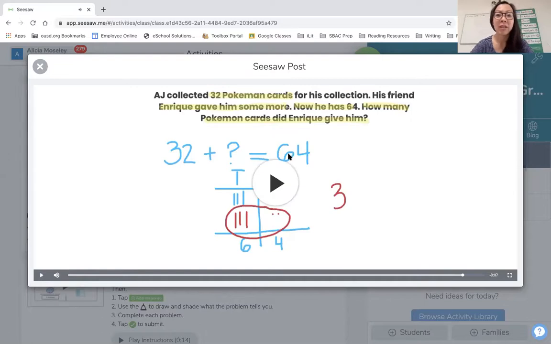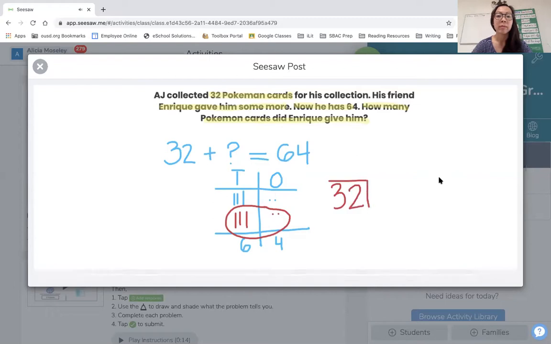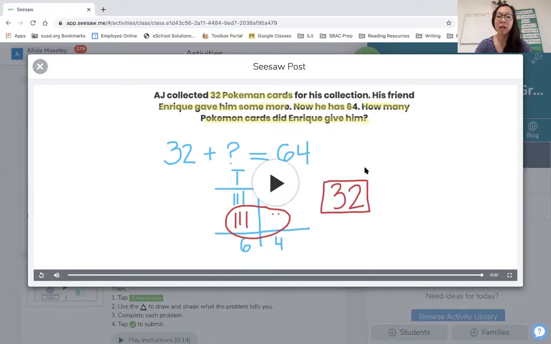I'm going to pause right there, scholars. Some of us have been doing an awesome job of circling up that unknown addend. Some of us have been forgetting, and we have been boxing up our sum. But remember, guys, we're not trying to find our sum today. We're trying to find the unknown addend. So what we circle up is our unknown addend. Let's finish watching that. There it is, boxing up our unknown addend, because that's our job. Our job is not finding the sum today, it's finding out how many Pokemon cards did Enrique give him.